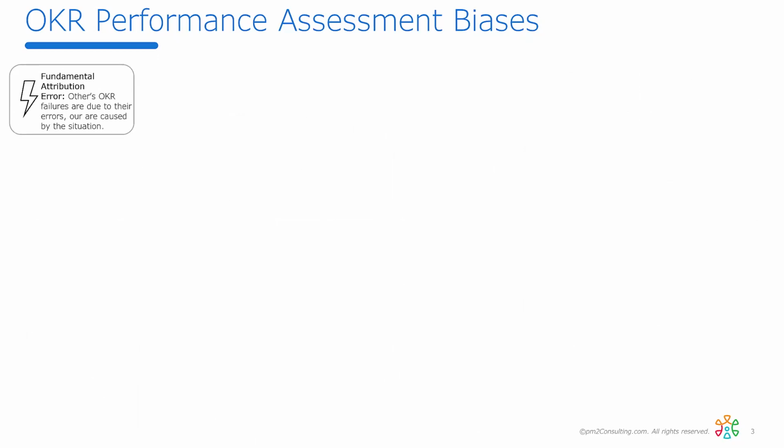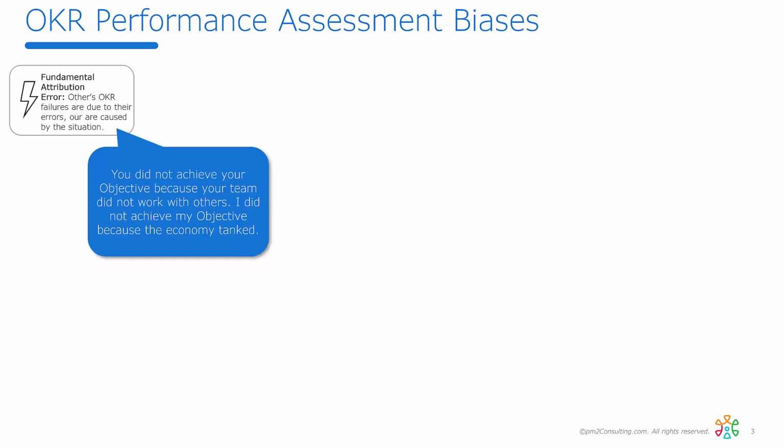So, starting at the top left, bias number one is, and these are in no particular sequence, fundamental attribution error, which is where, when you take a look at an objective, if you see someone else's not hitting the objective, you think it's due to their work, but when you have a problem, it's only caused by the situation. So the example would be, you, other person, didn't achieve because your team didn't work well with others. Whereas I didn't achieve my objective because the economy tanked.